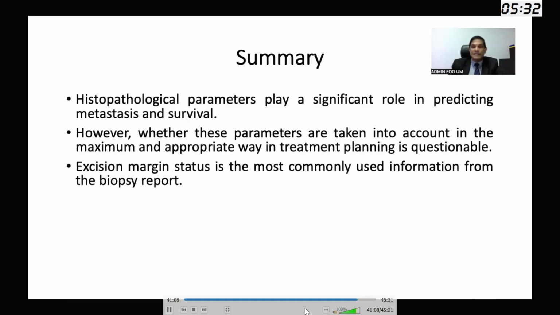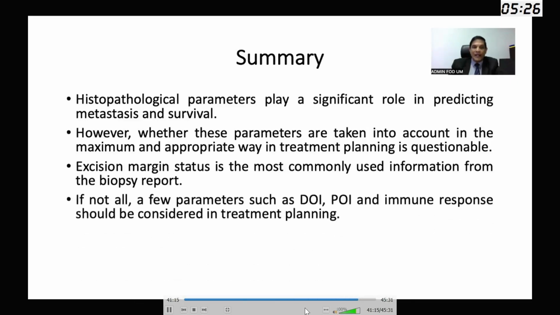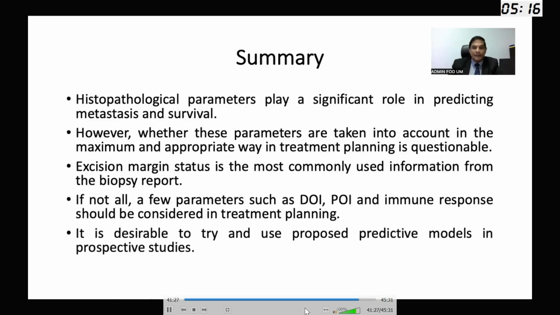Excision margin status is the most commonly used information from the biopsy report, without argument. So clinicians should go beyond that. If not all, a few parameters such as depth of invasion, pattern of invasion and immune response should be considered in treatment planning. I showed you the evidence of how important that is. And it is desirable to try and use proposed predictive models in prospective studies.